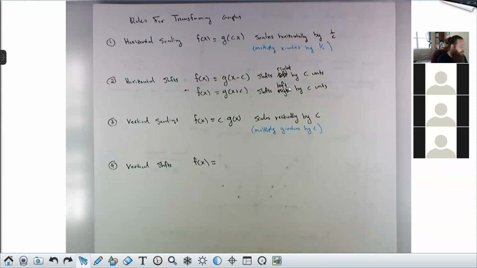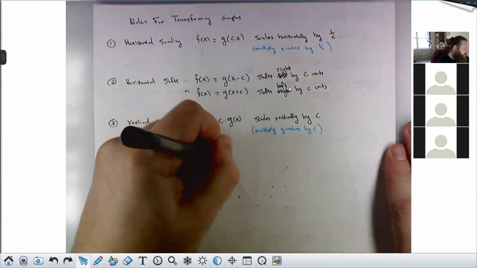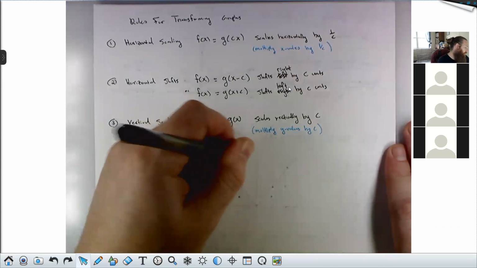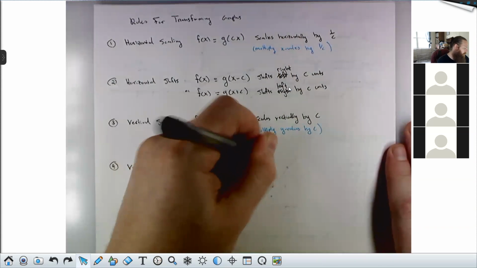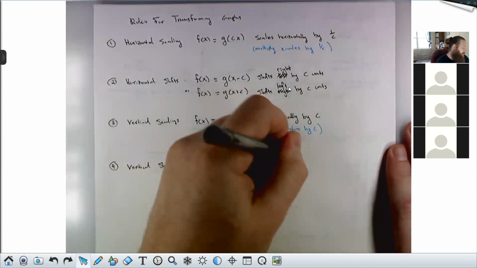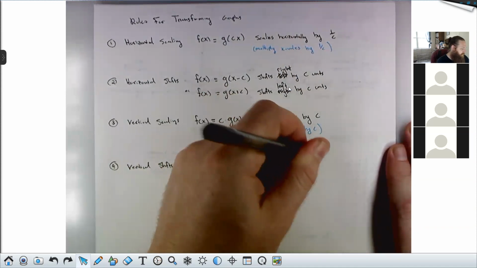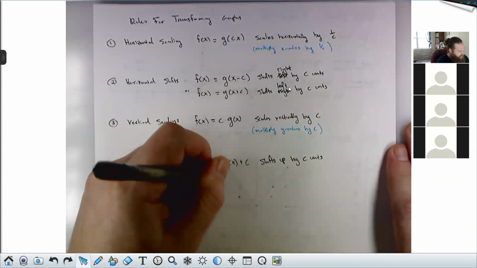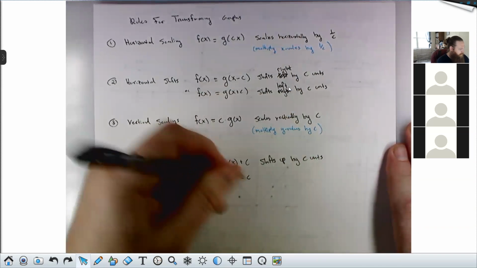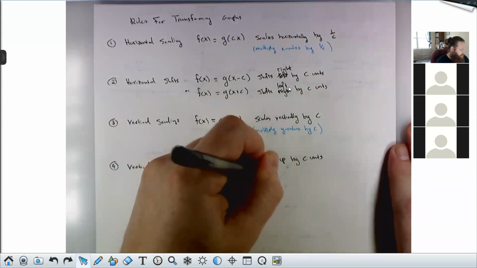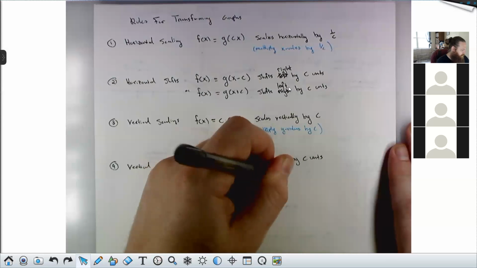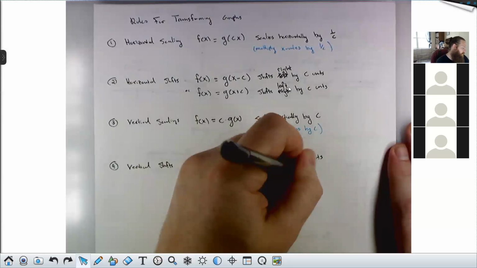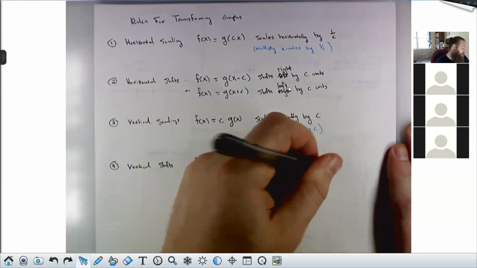All right. And then finally, vertical shifts. The plus c shifts up by c units. The minus c shifts down by c units.